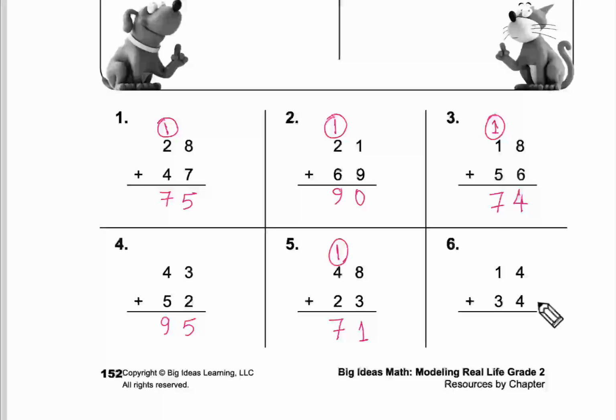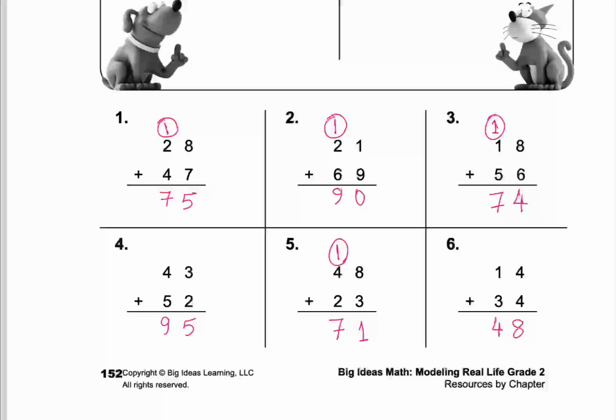4 plus 4 equals 8. Great. So we don't need to regroup. Continue, my hero. 1 plus 3 equals 4. So the sum is, read the number. 48. Yes, thank you, Ghannam.